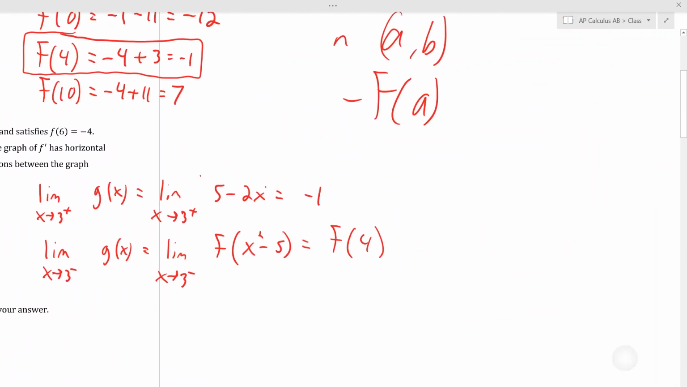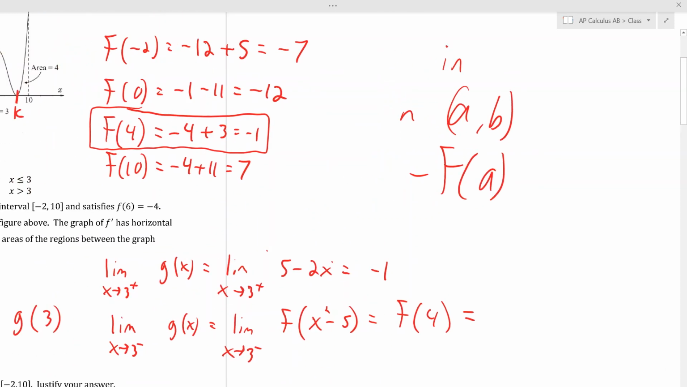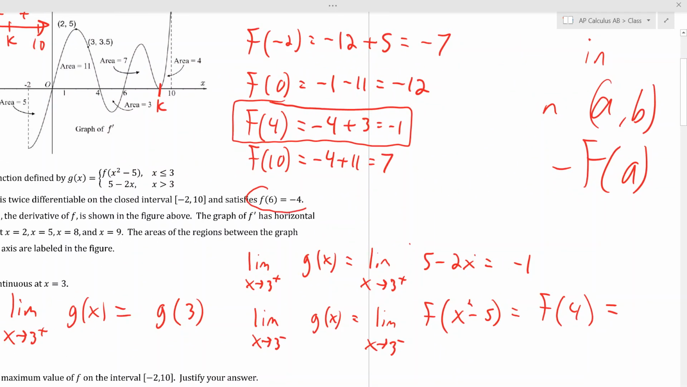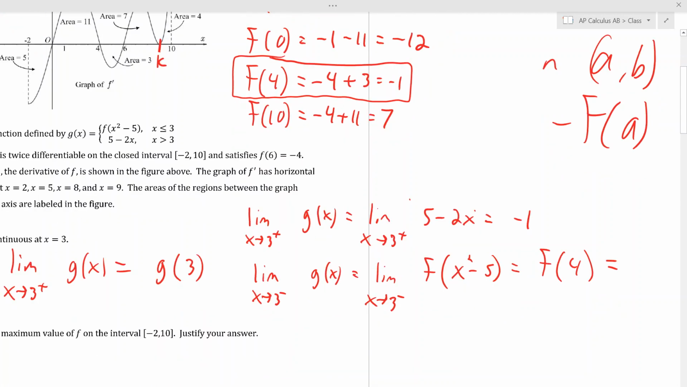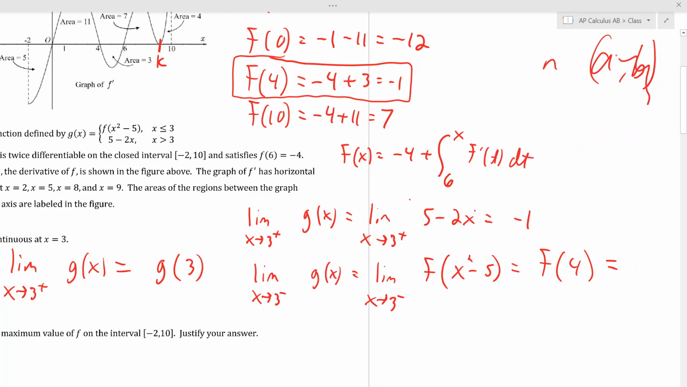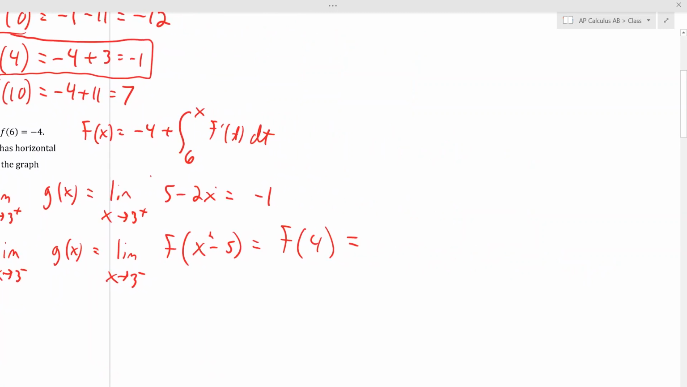Okay? So f of 4 is equal to, and I don't know if you guys remember this, you should remember this. You have a point on this function, -4 right there. So remember how we find other points? We actually have a definition for f. F of x would be -4 plus the integral from 6 to x of f prime of t dt. And that's something we did a lot with those rate in, rate out questions, right? We took the derivative, we integrated it, and then we added where we're starting. So f of 4 actually has to be -4 plus the integral.